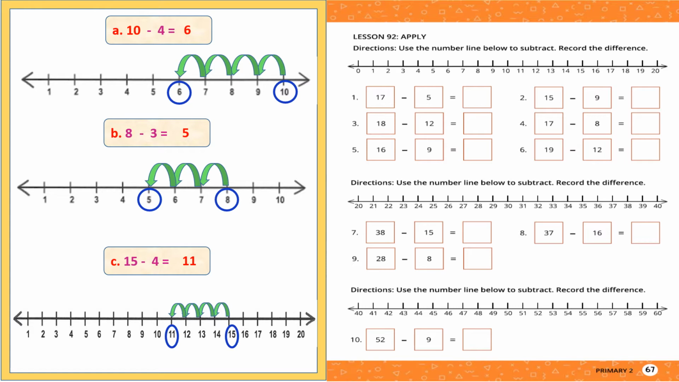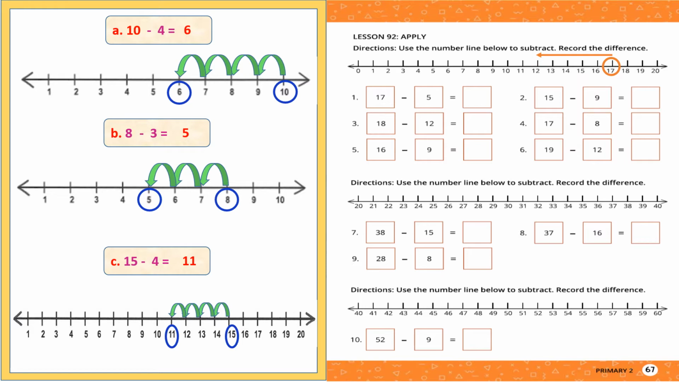The first question, we have 17 minus 5. So here we have 17. We start at 17 and count back 5 steps. 1, 2, 3, 4, 5. We stopped at what? We stopped at 12. So the result equals 12.